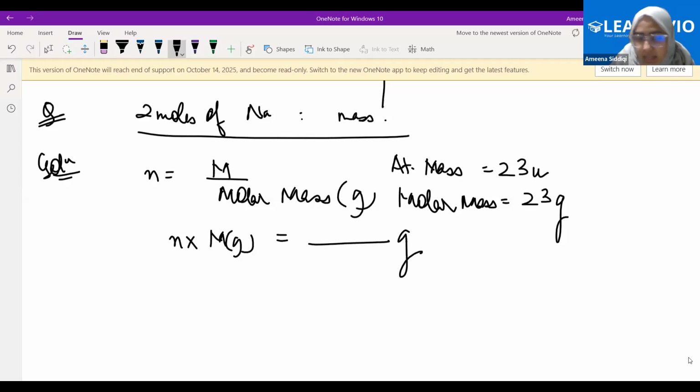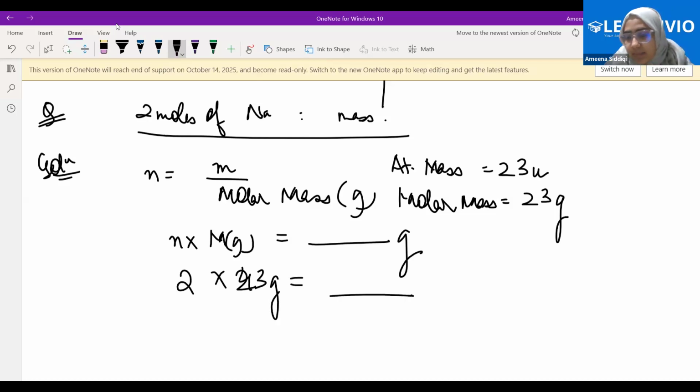Example: the number of moles is 2. n represents the number of moles. What is the molar mass? Capital M represents the molar mass, which is 23 grams. What is the answer I get here? 46 grams. So therefore, the mass of 2 moles of sodium is what? 46 grams. Understood? Yes, ma'am.